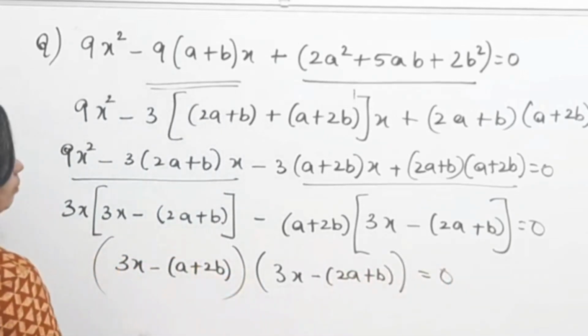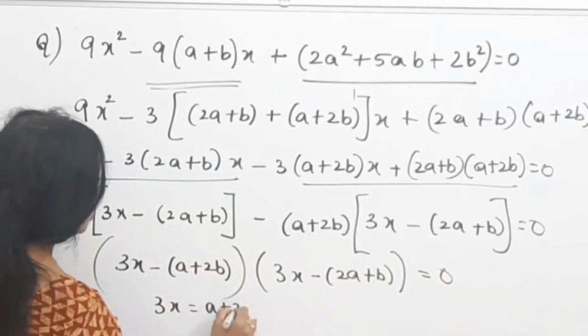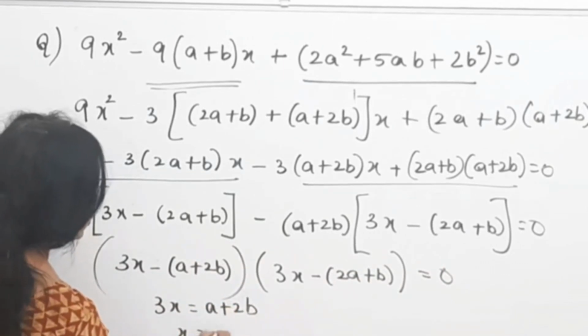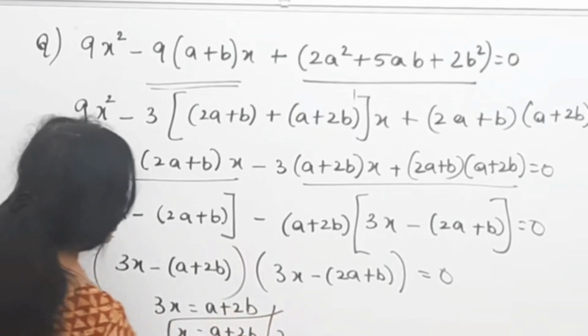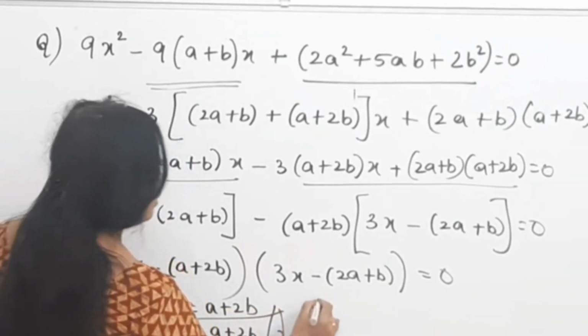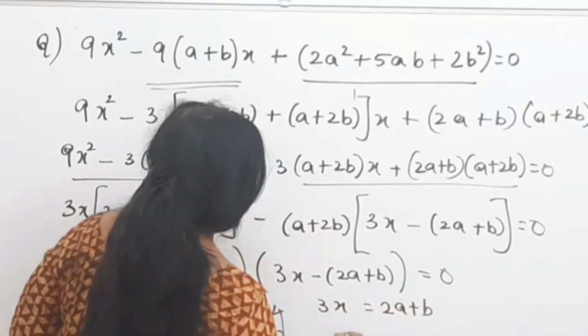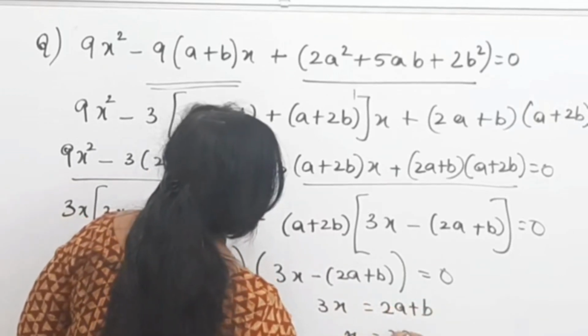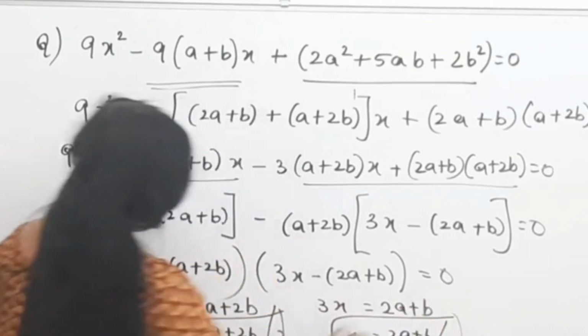So my 3x is equal to a plus 2b. That means x is equal to a plus 2b divided by 3. And here the same way, 3x is equal to 2a plus b. x is equal to 2a plus b divided by 3. As simple as that.